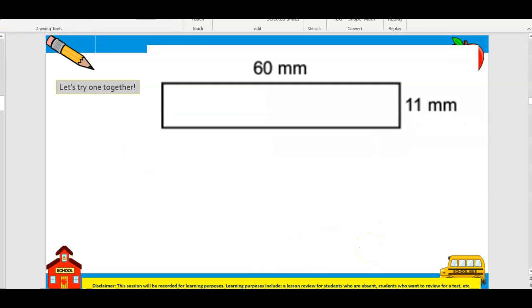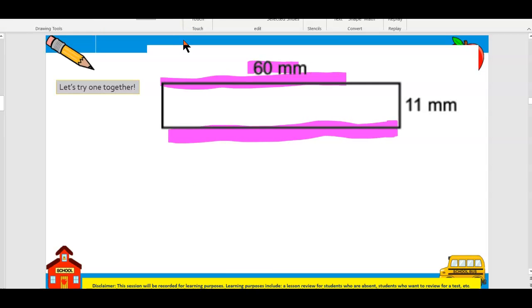Base times height. Where's the base, Mr. Hoffman? There is no base here. Oh, it's the same as this. See, that's 60. So if that's 60, of course, this is 60 millimeters. That's tiny. You know how tiny a millimeter is? It's like the end of a paper clip. Tiny, tiny, tiny.